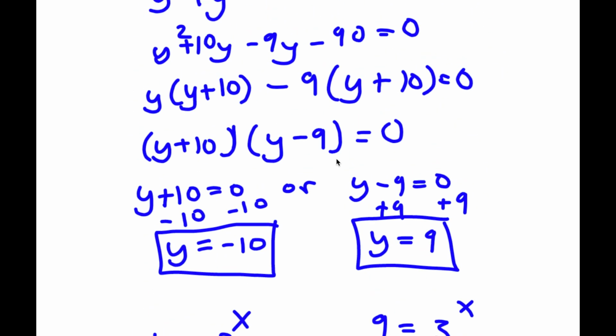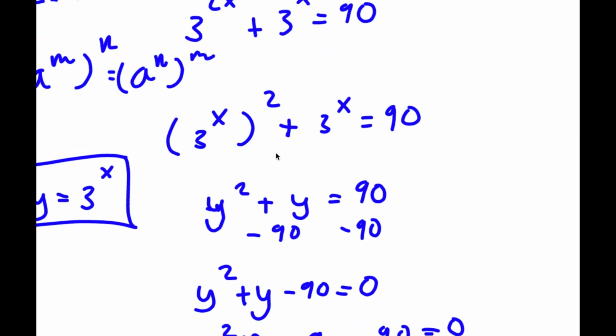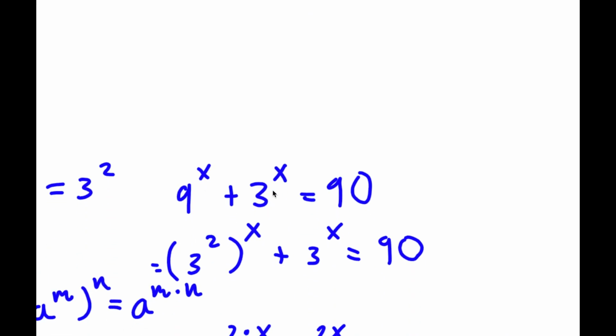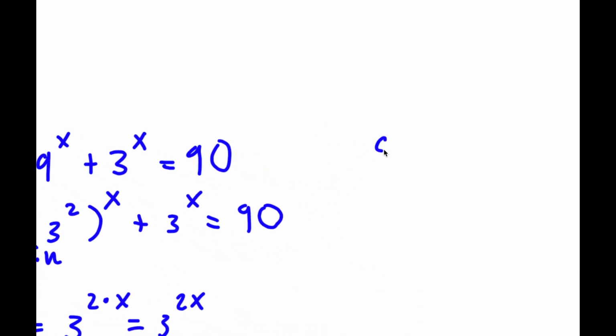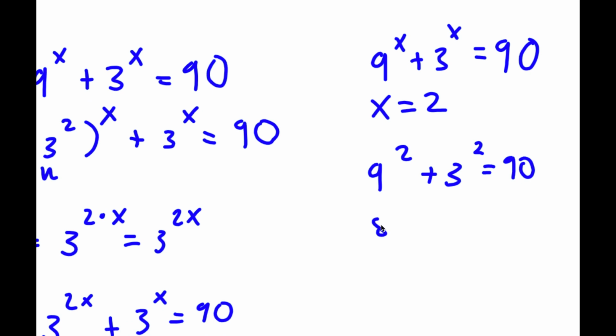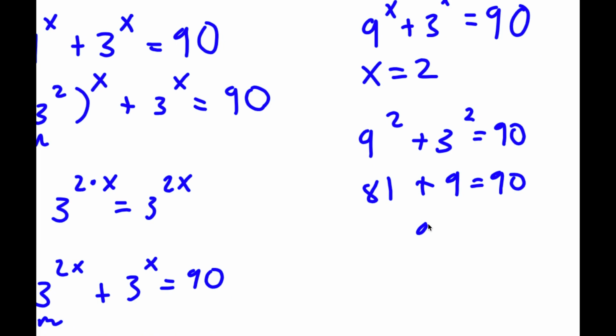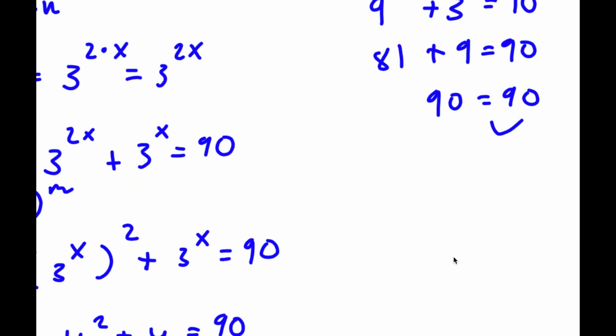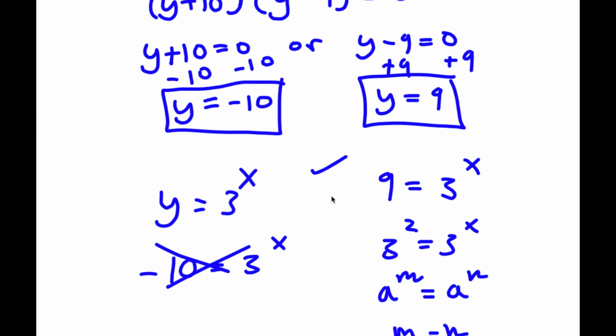So now let's go ahead and check if this is right by plugging this into our original equation, which is 9 to the power of x plus 3 to the power of x is 90. Remember, x is equal to 2. So now I have 9 squared plus 3 squared is equal to 90. 9 squared is 81, plus 3 squared is 9. 81 plus 9 is 90, so I have 90 equals 90. Because this is right, we know our solution is right.